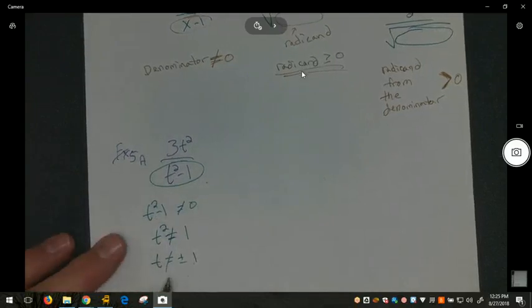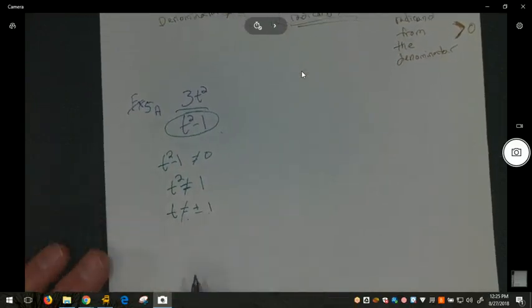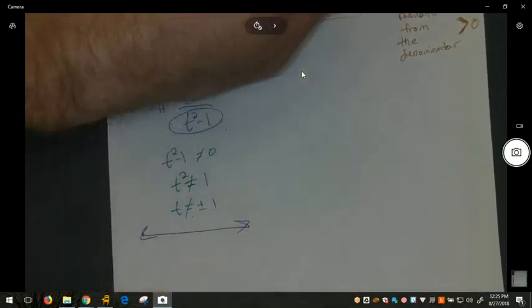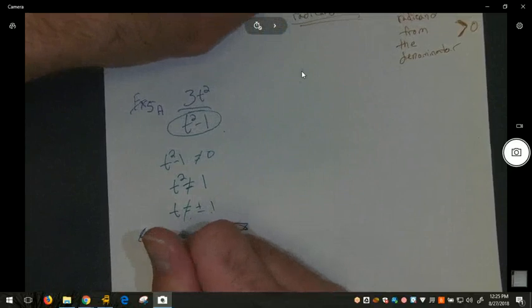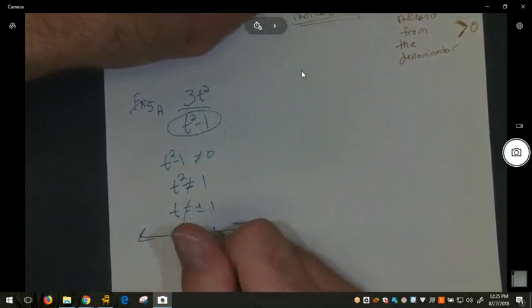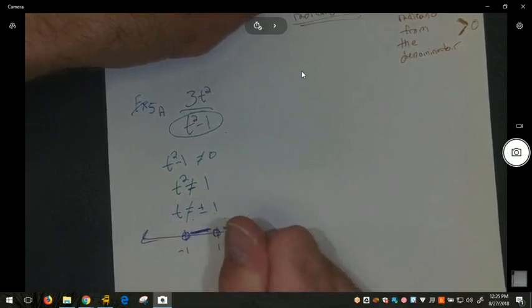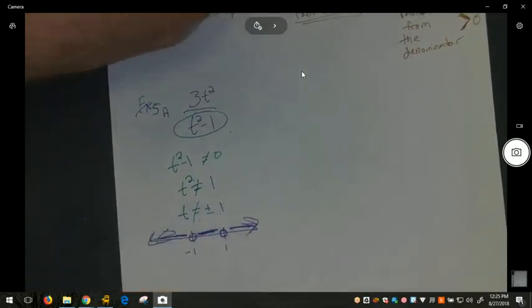So those are the values that it can't be, but now we have to put this in interval notation. What this means in terms of my number line, sometimes I have students draw a number line to help them. Negative 1 and 1 cannot be solutions, but anything between them, anything to the right, anything to the left is.